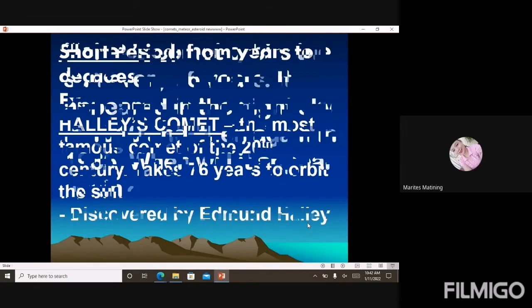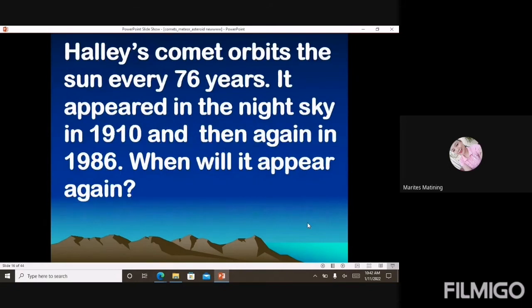Okay. Ayan. So, Halley's Comet orbits the sun every 76 years. It appeared in the night sky in 1910 and then again in 1986. Kung ang last appearance niya is 1986, when will it appear again? Kailan kaya ulit? Paki-compute nga. Compute nga natin kung kailan ulit siya lalabas.